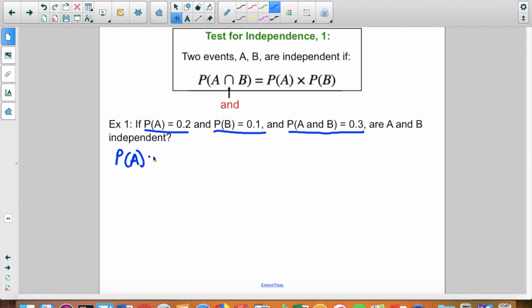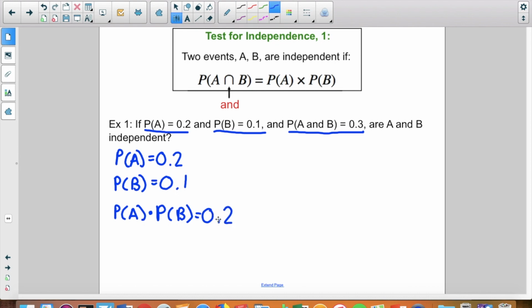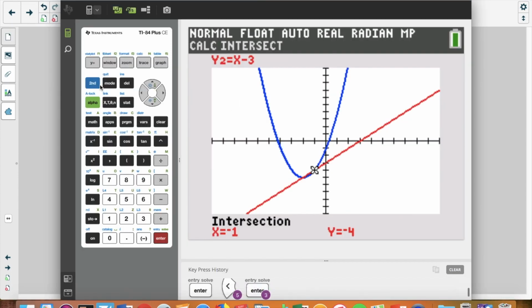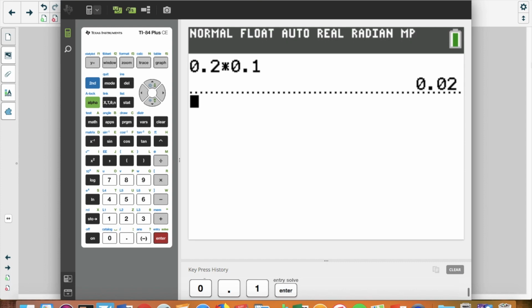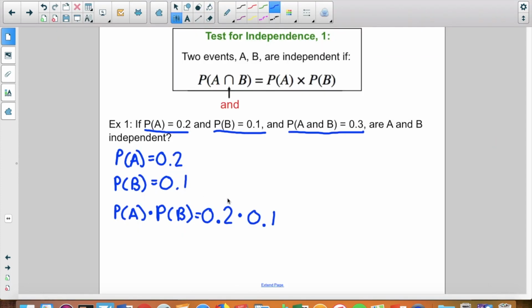So I'm going to write what we have. The probability of A is 0.2. The probability of B is 0.1. Now let's find the probability of A times the probability of B, which is 0.2 times 0.1. Use your calculator if you're not comfortable with that multiplication. So 0.2 times 0.1, we get 0.02.